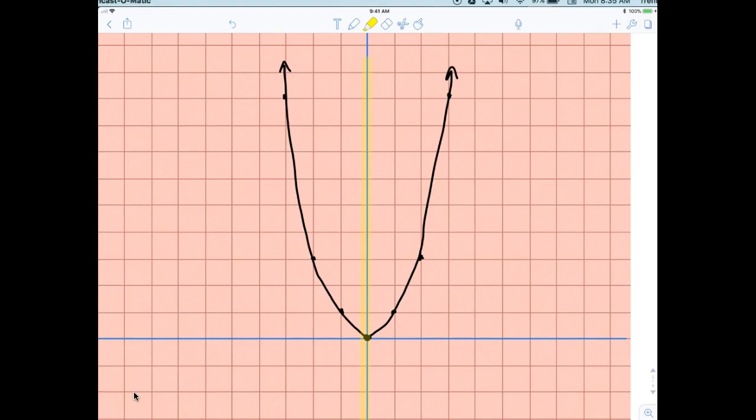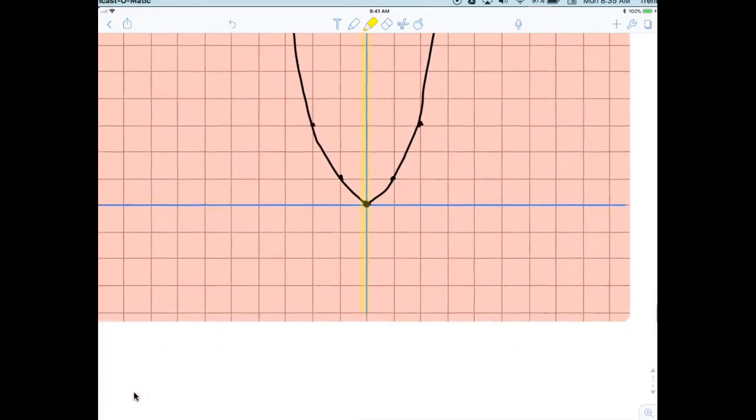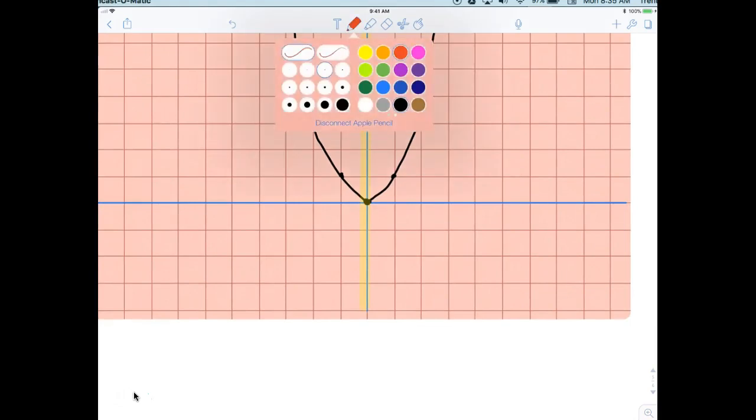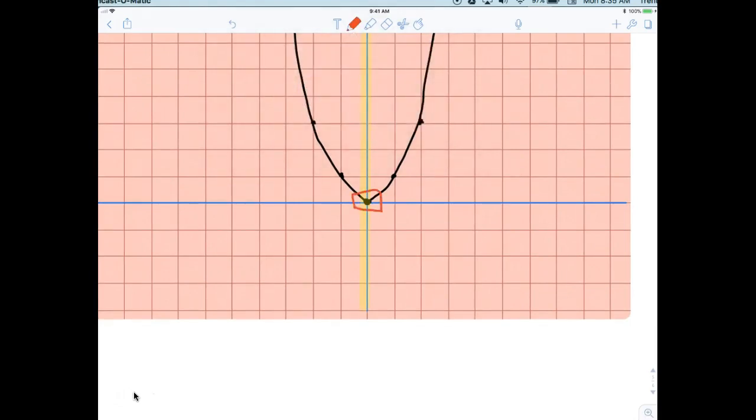Now notice that the axis of symmetry goes through this point down here. What is this point down here called? Do you know, Connor? The X. Very good. The vertex. So the lowest point on the graph is called the vertex. The vertical line that goes through the vertex is called the axis of symmetry.